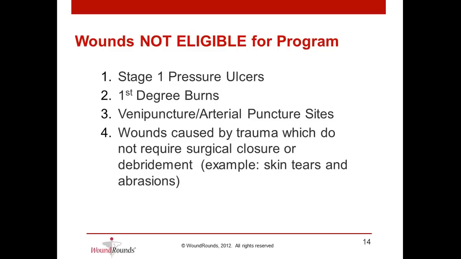A quick note about that, though. Your skin tears and abrasions, they can be reimbursable when debridement is involved. For an example, if a resident has a skin tear on their left arm and an occlusive dressing, such as a thin film, is being utilized, that is considered a form of autolytic debridement, meaning that that skin tear is being debrided, and then that thin film is reimbursable.